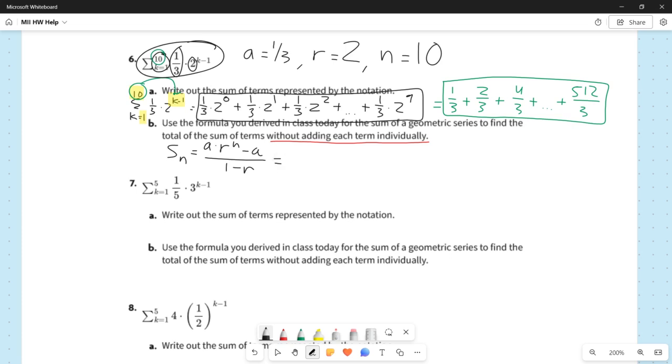So now I'm just going to plug in. Technically, this becomes S sub 10. Notice that now I have a specific partial sum. My A value is 1/3. My R value is 2. It's probably a good idea to put that in parentheses, even though it's not strictly necessary. Just make it abundantly clear what has the exponent on it. Raise that to the n power, which is 10, minus A, which is still 1/3, over 1 minus my R value, which is 2.